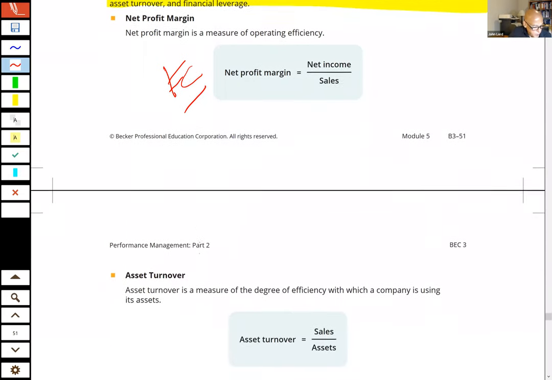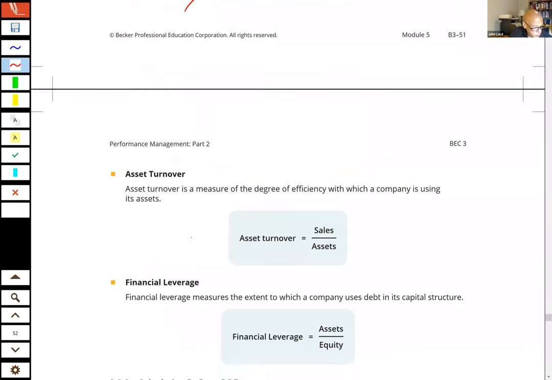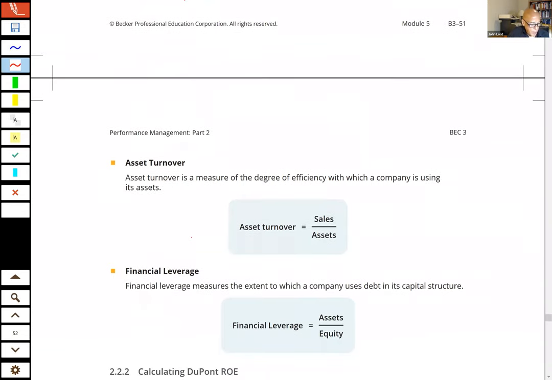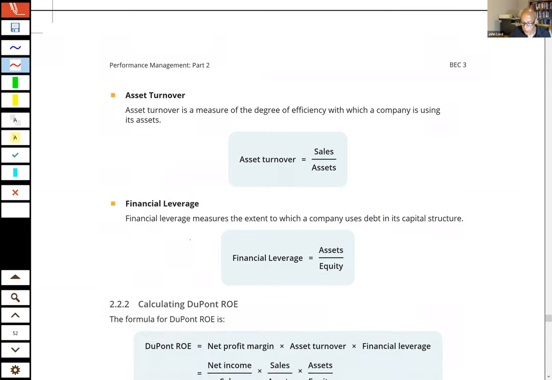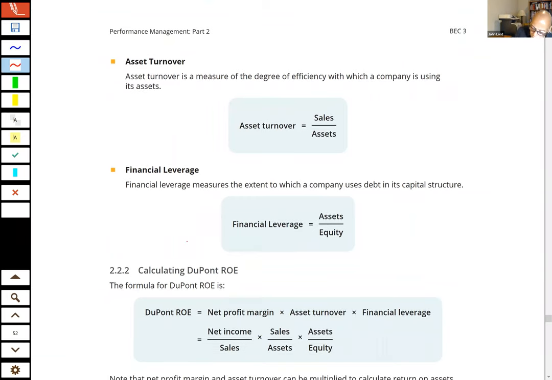Then you come over to the next component of our DuPont ROE, return on equity. We have asset turnover, which is our sales divided by our assets. And then financial leverage is going to be our assets divided by our equity. And of course, the more debt we have, the lower our equity. The lower our equity divided into our assets, the higher our leverage.